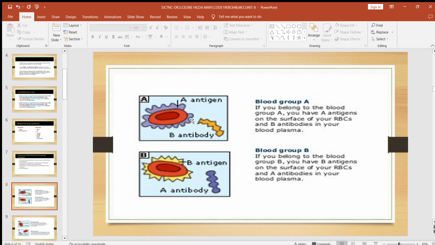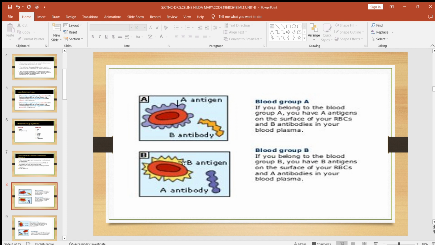This slide shows the pictorial representation of the antigens and the different types of antigens present in the different blood groups. For example, in blood group A, the red cell membrane has the A antigen on its surface, and the B antibody is present in the plasma.